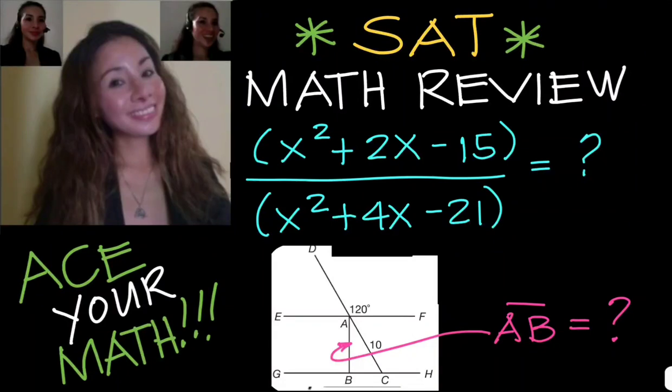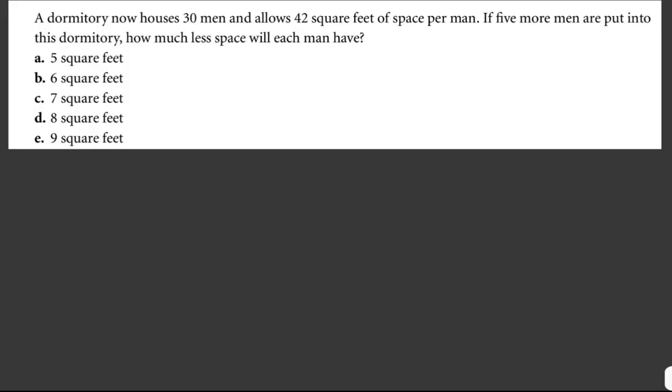In this video, you'll learn how to solve different math problems to prepare for the SAT exam. A dormitory now houses 30 men and allows 42 square feet of space per man. If 5 more men are put into this dormitory, how much less space will each man have?